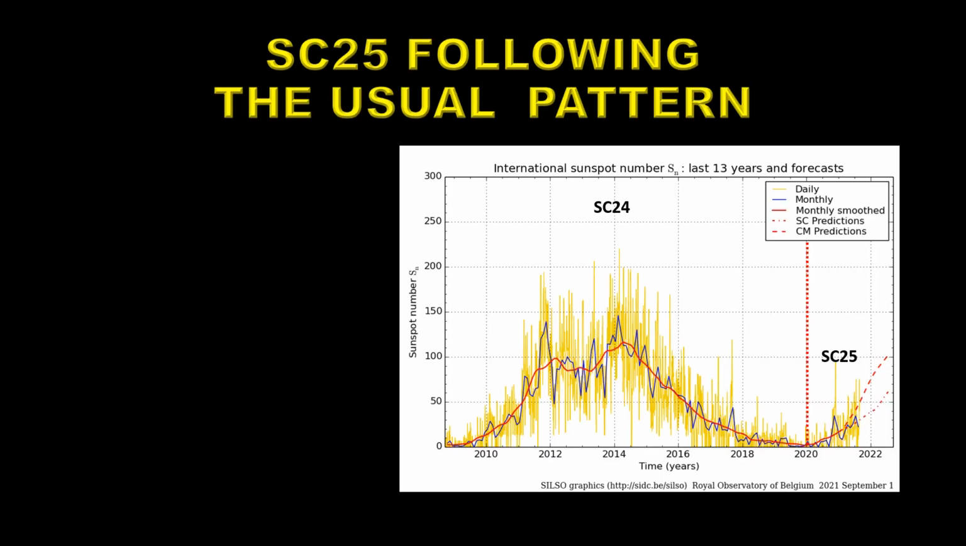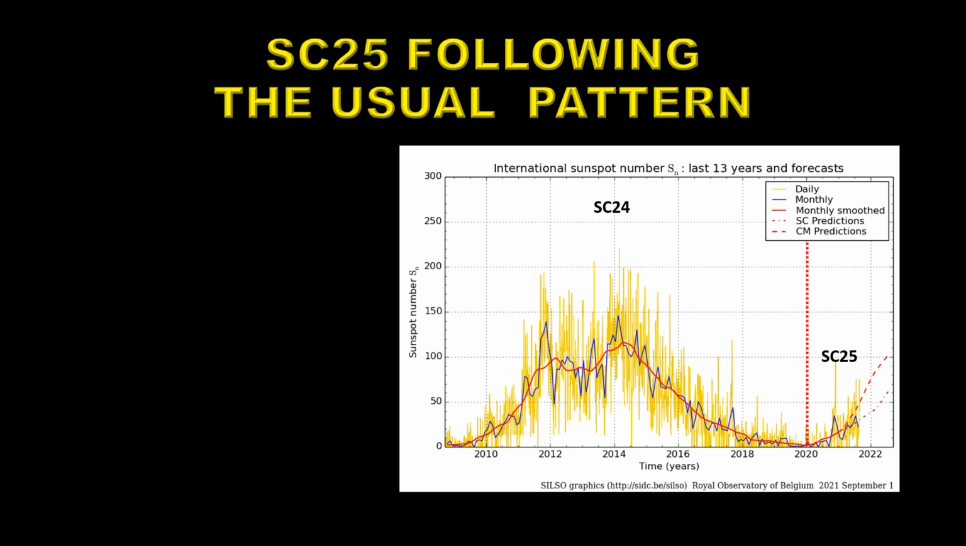Here we have the sunspot number for the last 13 years. So on the left-hand side of this is solar cycle 24. The yellow spikes here are the daily values. The blue are the monthly averaged sunspot number. And the red is what's called the smooth sunspot number, which is where we take the monthly values and average them over a 13-month period.